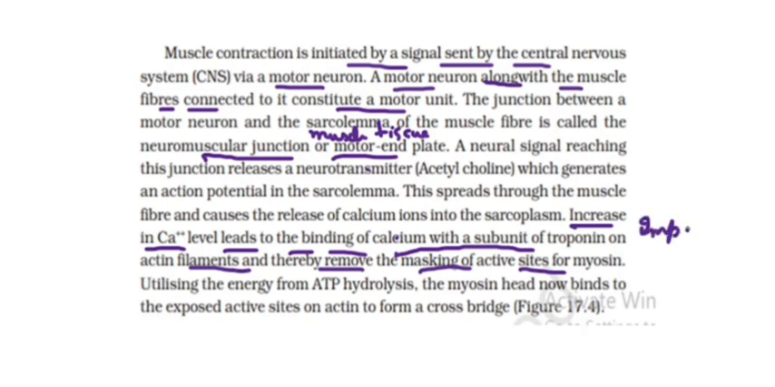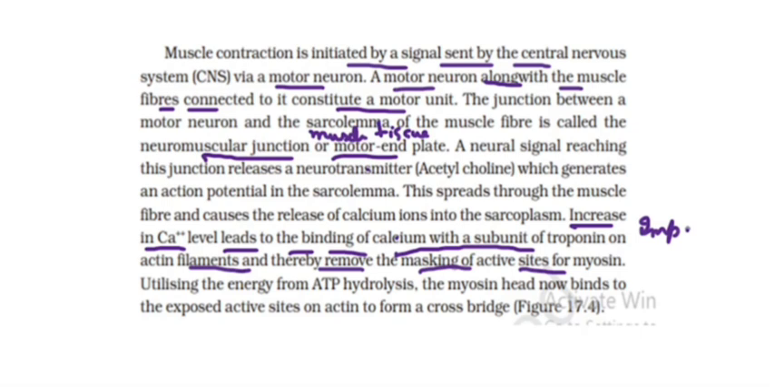So what happens when the sarcolemma starts releasing calcium ions into the sarcoplasm? There is an increased concentration of calcium. This increased calcium level leads to the binding of calcium with a subunit of troponin. Troponin is also a protein unit on the actin filament. The calcium binds to the troponin on the actin filament and thereby removes the masking of the active sites for myosin. So with the binding of calcium, the active sites for myosin are exposed.